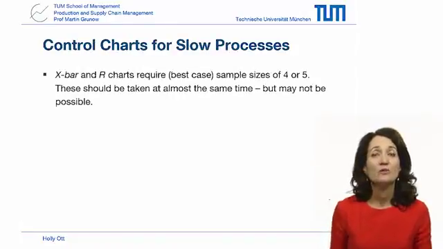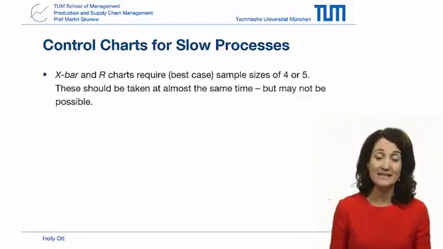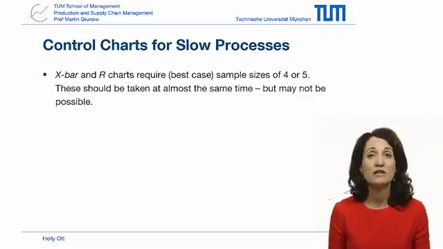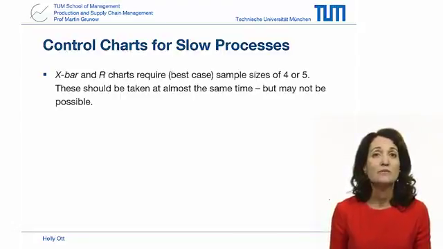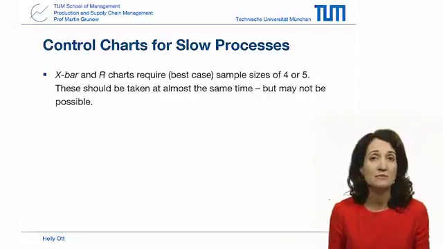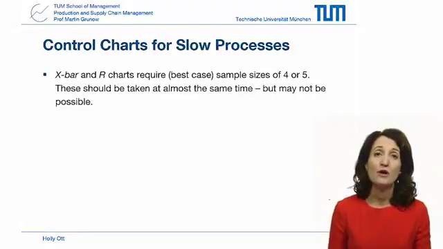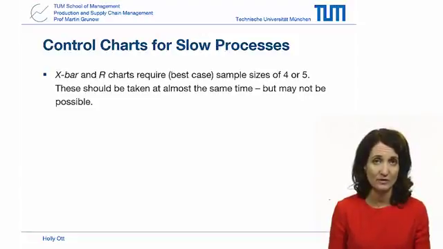So recall that in order to use the X bar and R charts that we did before, we need to have 4 or 5 sample units from the process so that the measurements from them can be used to calculate our X bar, our sample average, and our range. These sample units must be taken almost at the same time. These need to represent the condition of the process at the time the sample is taken. But the problem is, in many situations, it may not be possible to take such multiple sample units at the same time, or even in quick succession.